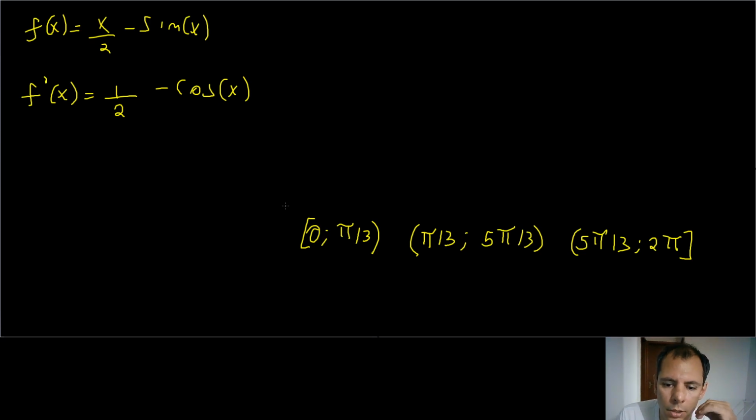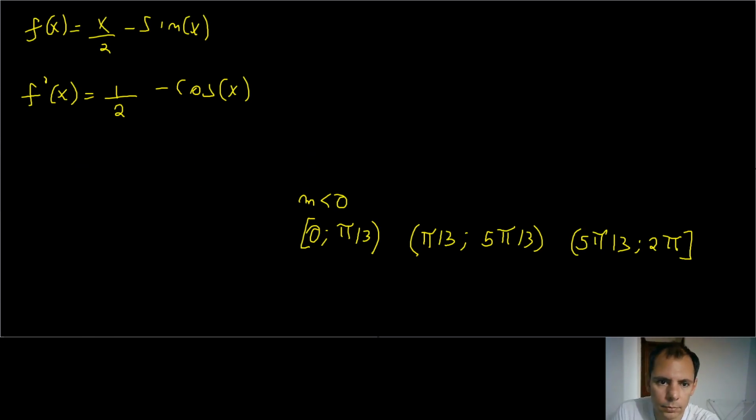Because the cosine is becoming smaller, I know that the value of the cosine in this interval here is going to be greater than half. So what do you have? You have half minus a number that's greater than half. So in the end, this is going to be a negative result, because you have half minus a larger number. So in this interval, the slope is going to be negative. Okay.